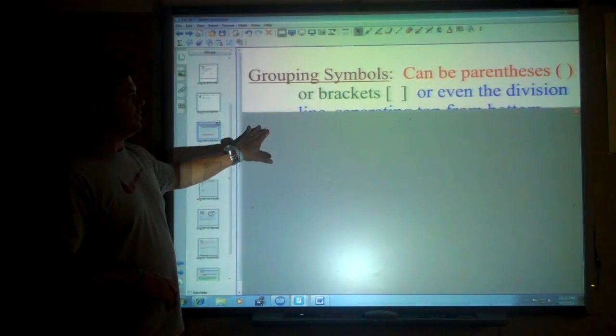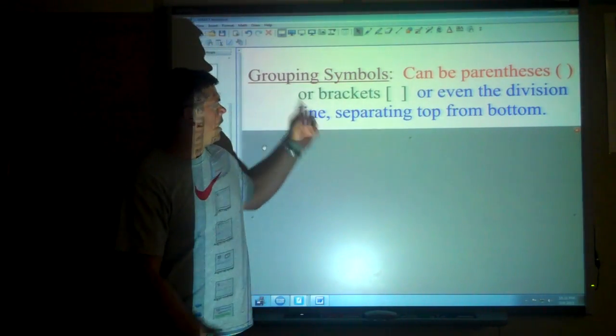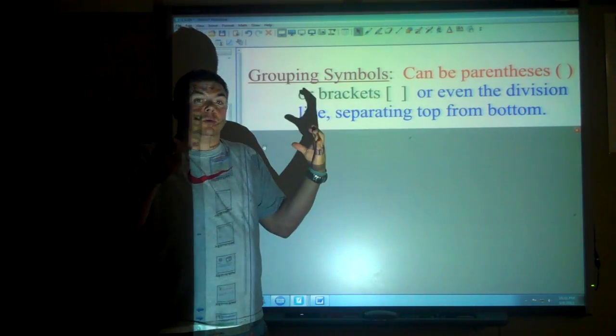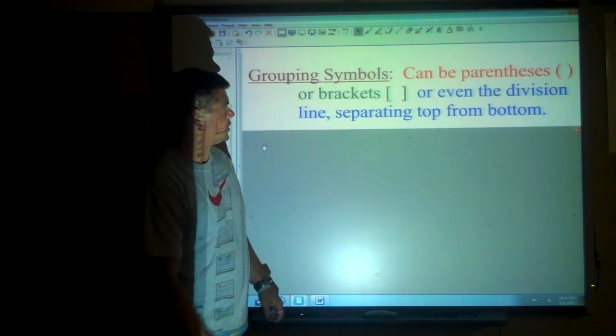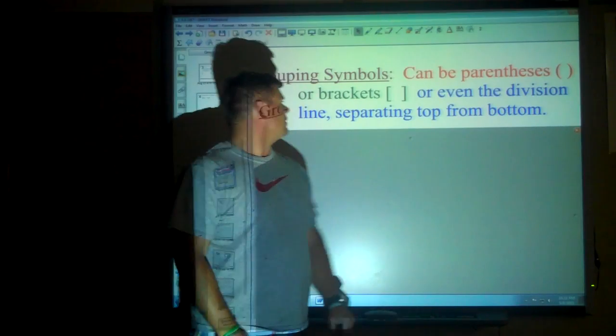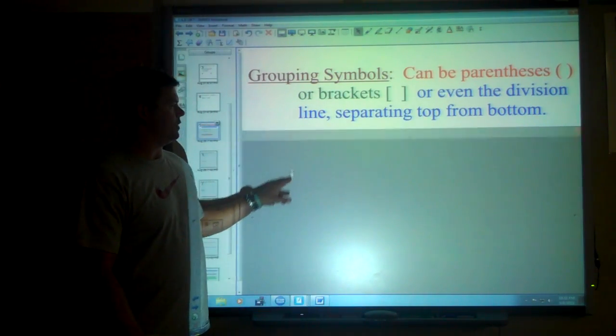Grouping symbols can be parentheses, which I've shown here in red. They're usually kind of round. And they could be brackets, which are similar to parentheses, except they have sort of a top and bottom little foot that sticks out. Or they could even be the division line, which separates the top from the bottom. And I've given some examples of each one.